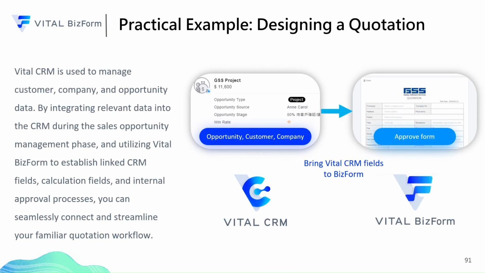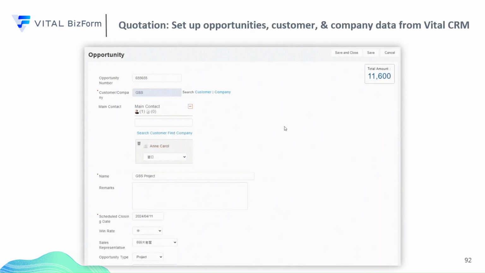In Bizform, you can also bring Vital CRM fields to Bizform. Vital CRM is used to manage customer, company, and opportunity data. By integrating relevant data into the CRM during the sales opportunity management phase and utilizing Vital Bizform to establish linked CRM fields, calculation fields, and internal approval process, you can seamlessly connect and streamline your quotation workflow.